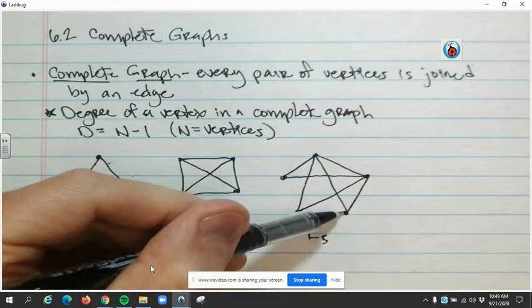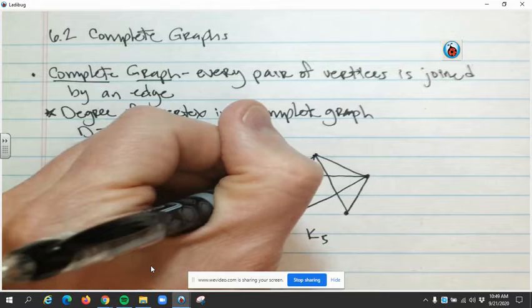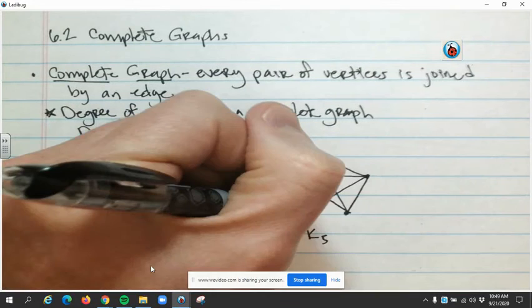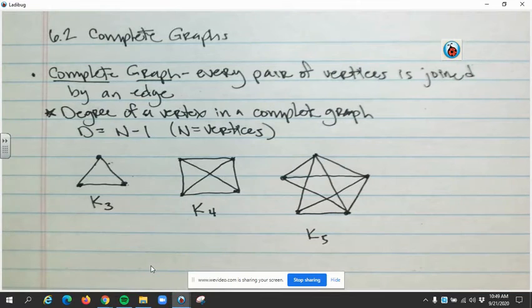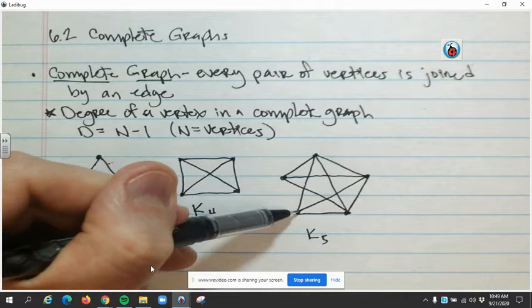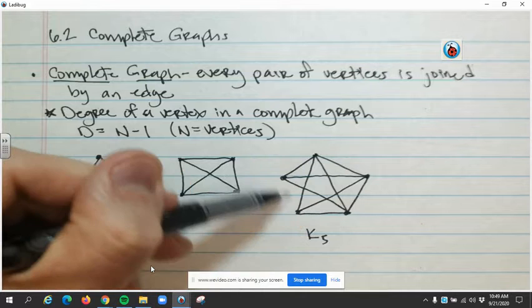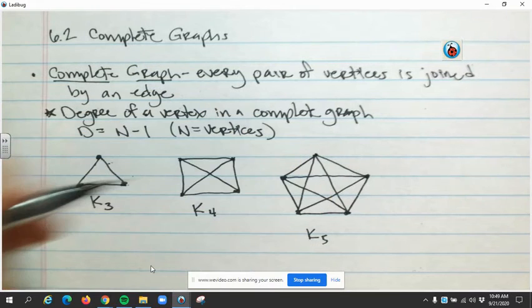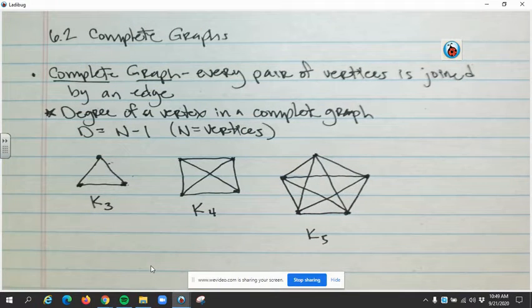This vertex has a degree of 2 already, so I connect one here to make a degree of 3, one more to make a degree of 4. And then finally, this vertex has a degree of 1, 2, 3. Add one more edge to make it a degree of 4. So that's a complete graph with 5 vertices. The K for complete, I don't know why they use a K, and then the 5 for how many vertices you have.